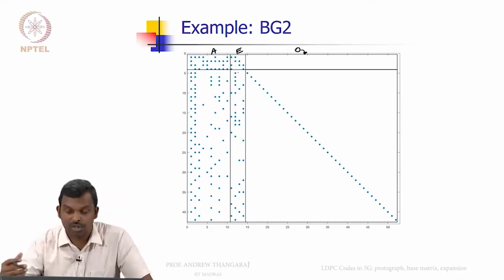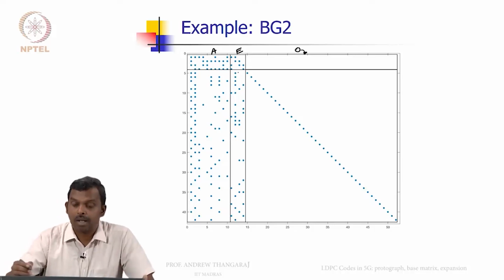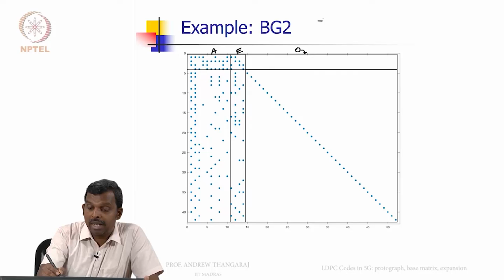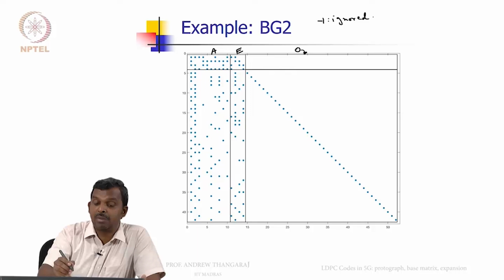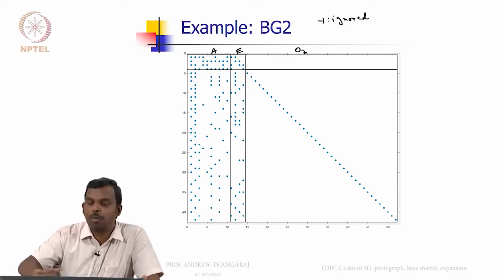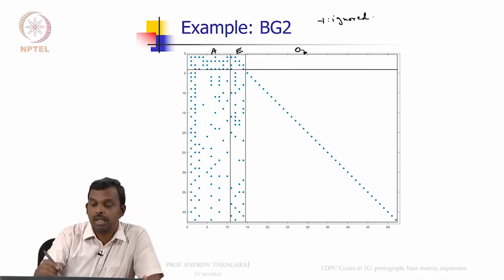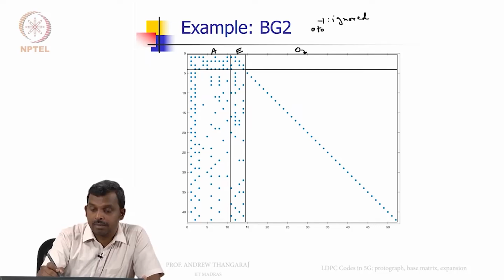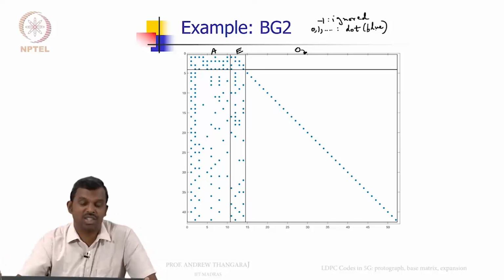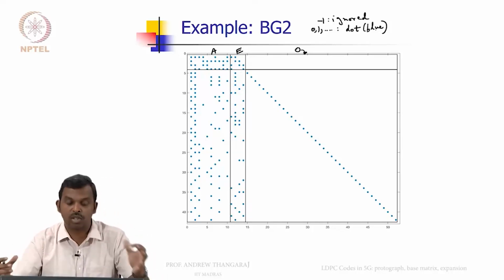I should tell you how I got this picture first. This is a visualization of the base matrix. What I've done here is minus 1 is ignored. If the base matrix entry is minus 1, I've just put a space there. I'm not showing it because it gets replaced by all 0. Any other value, 0, 1, etc., I'm showing as a blue dot. That's the visualization, just to show you how the structure looks where the non-zero values are.